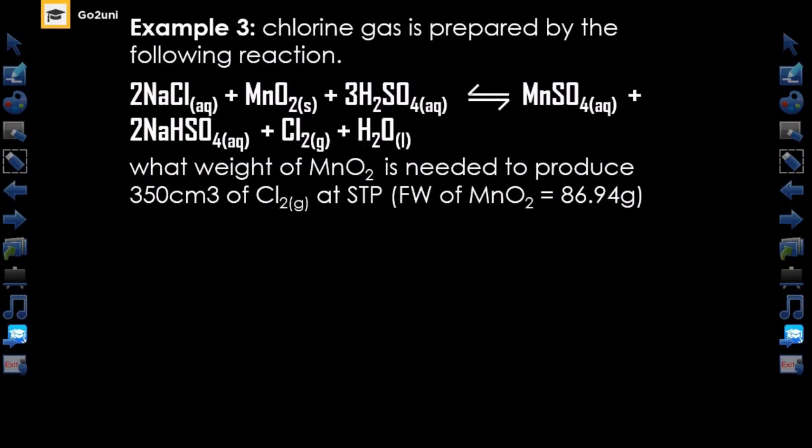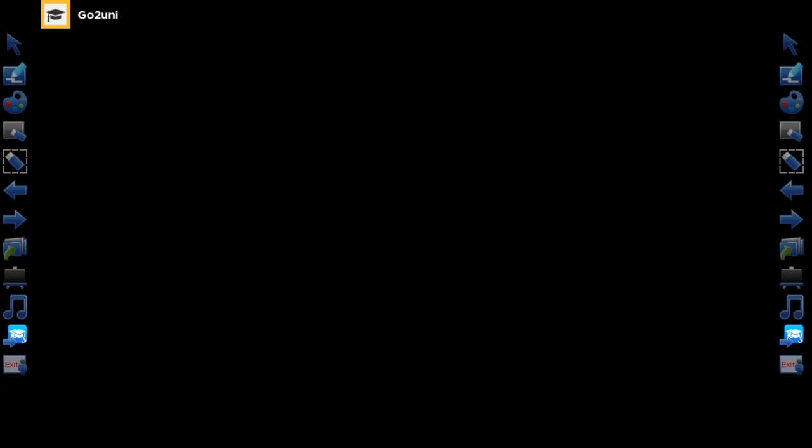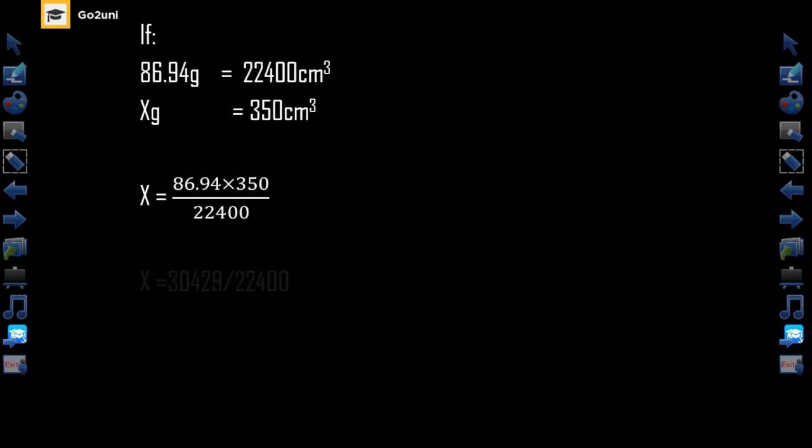So that is what we have there. Let us take a look at what has been solved for better understanding. We have MnO2 and chlorine. 86.94 gives us 71 grams, and 71 grams is equivalent to 22.4 dm³, which is 22,400 cm³. At the end of everything, we have x equal to 1.358 grams, which is approximately 1.36 grams of MnO2. So this is how to solve different questions under stoichiometry.